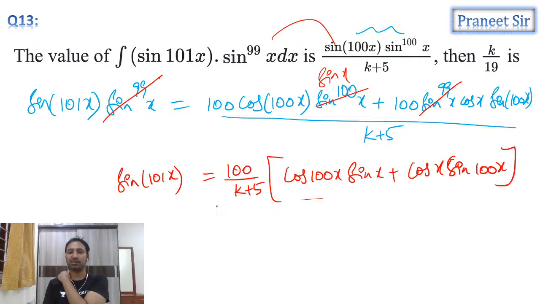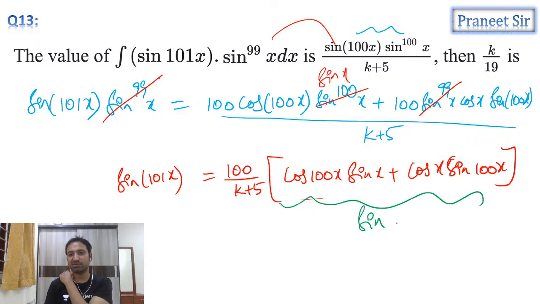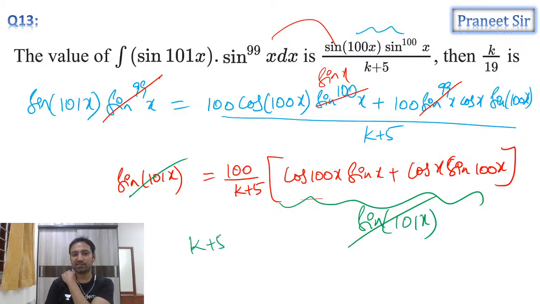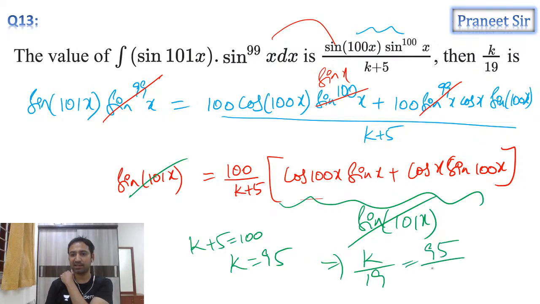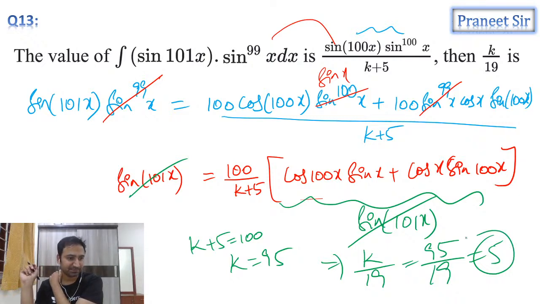Guys, isn't it like the sine a plus b formula? This whole thing is the sine a plus b formula. So there is sine of 100x plus x, sine 101x only. So can I cancel these two? So finally, can I write k plus 5 is equals to 100? Can I write k is equals to 95? In that case, k by 19 is how much, guys? 95 by 19, is it 5? So 5 is the answer.